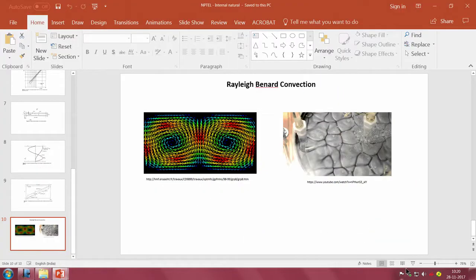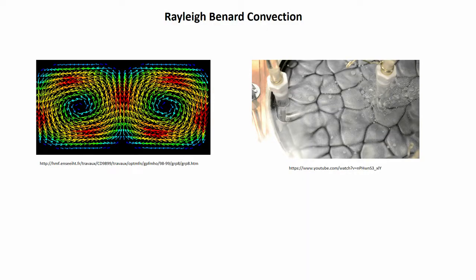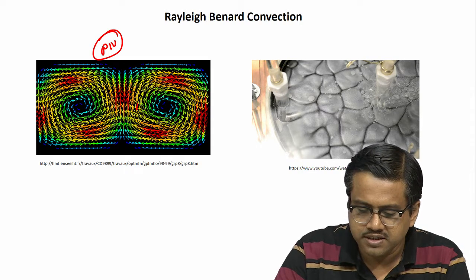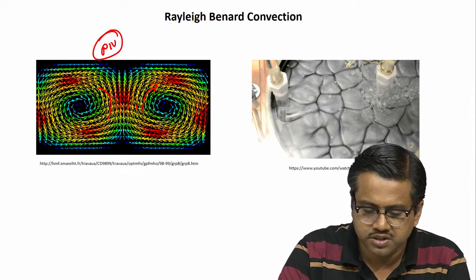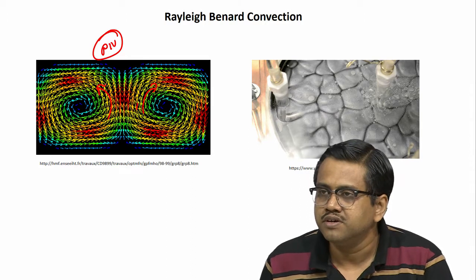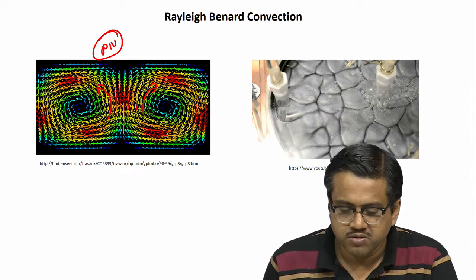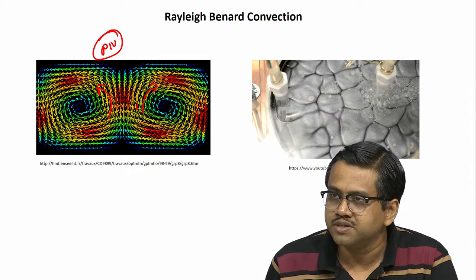Now, in this light, since we have said for a long time that we will show the Rayleigh-Bénard convection, this is, for example, a Rayleigh-Bénard convection in a cell. This is done using PIV. You can see the two counter rotating cells. This is rotating in this direction, this is rotating in this direction. This PIV rendition clearly shows the flow vectors.